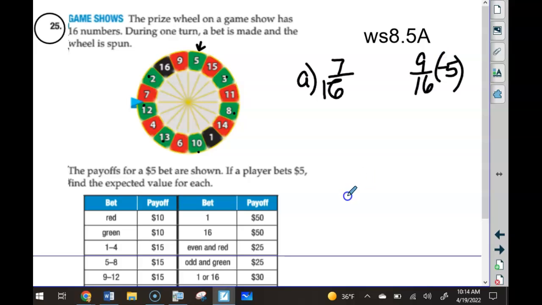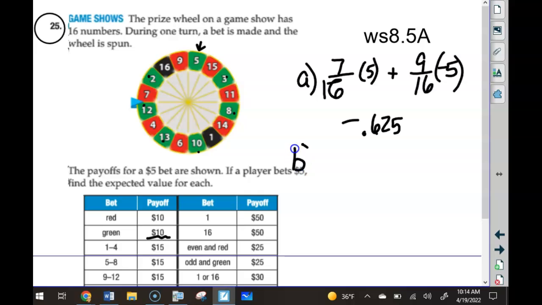What does it say you win according to this table? If you bet on green, you get $10 back, but you bet 5, right? So you only clear $5. Positive. Okay, so can you do that? Seven out of 16 times 5 plus 9 out of 16 times negative 5. I got negative 0.625. Someone get that?